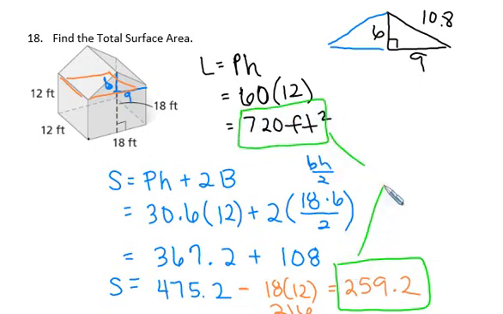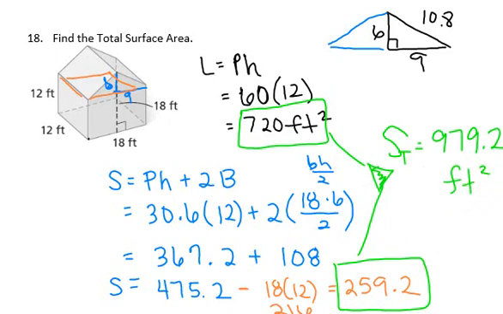So now our final answer will be the sum of this surface area and this surface area. So together, I'll put here S sub t, this is my total. So I have 979.2. So this is our surface area, and this is feet squared.